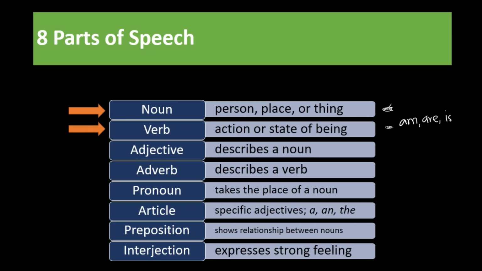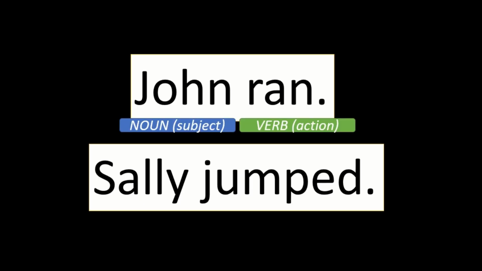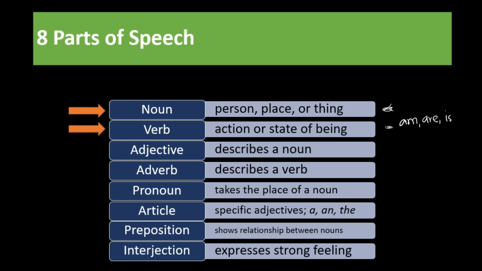So when it comes to writing a sentence, you need to include a noun and a verb. That's why John ran, Sally jumped are acceptable as sentences. Once again, they are simple sentences that you would expect from a child, but nonetheless, they're sentences. So really quickly, let's look at the other 8 parts of speech.